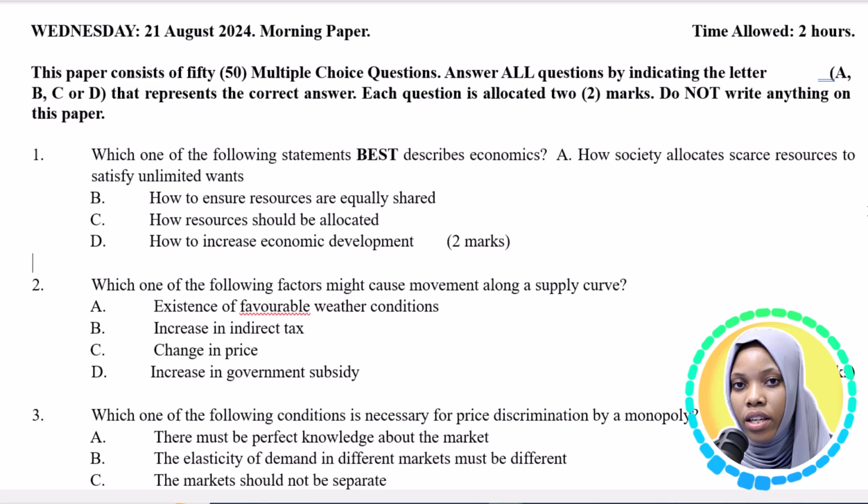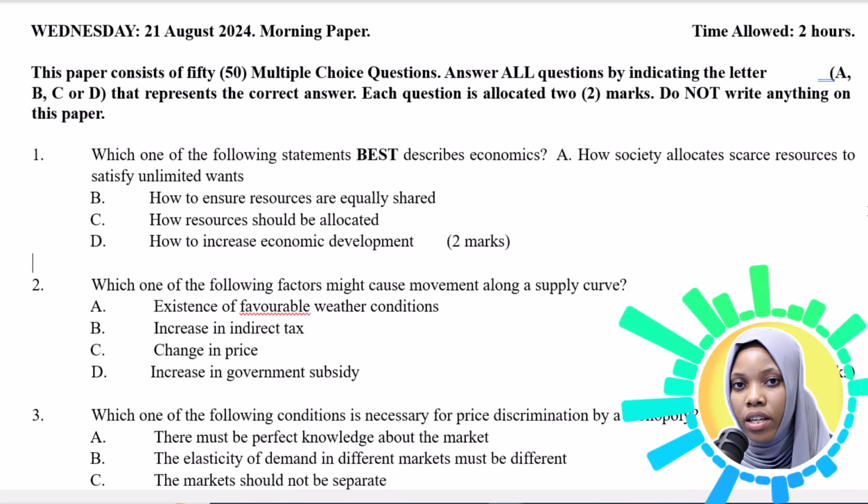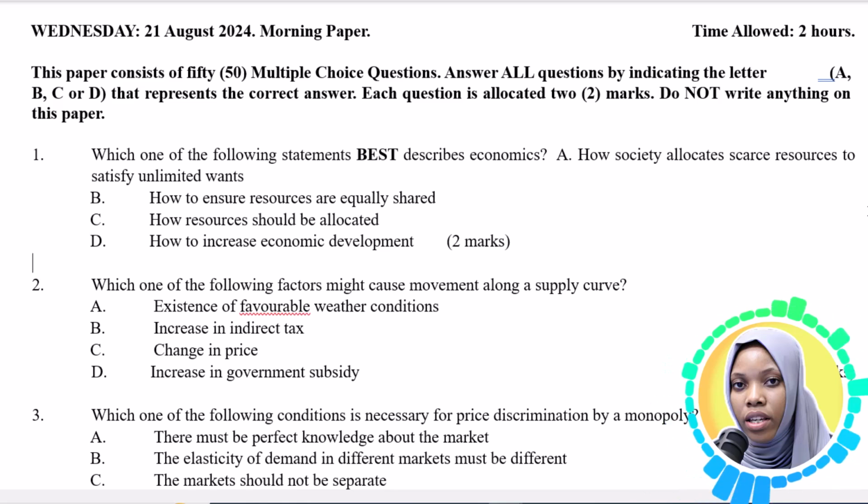So let's start with question number 1, which reads, which one of the following statements best describes economics? Choice A is how society allocates scarce resources to satisfy unlimited wants. Choice B is how to ensure resources are equally shared. Choice C is how resources should be allocated. Choice D is how to increase economic development.